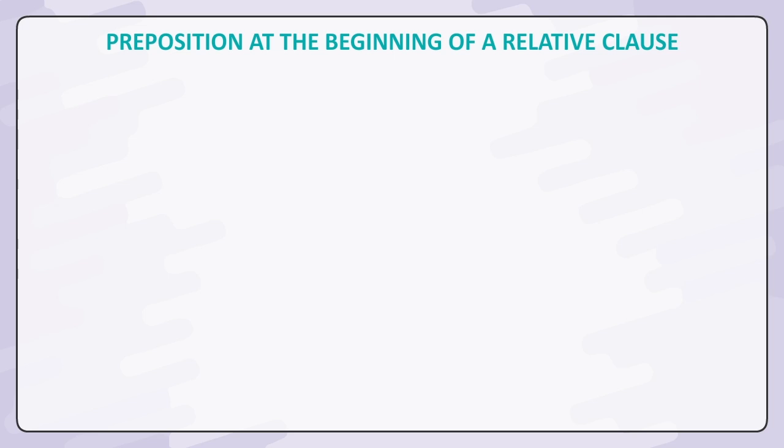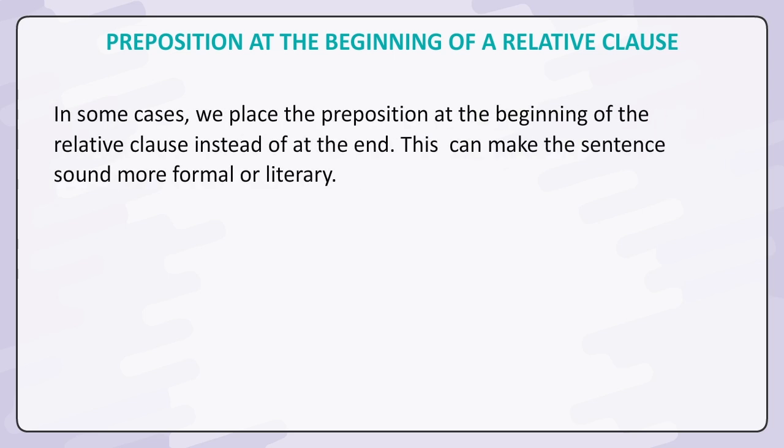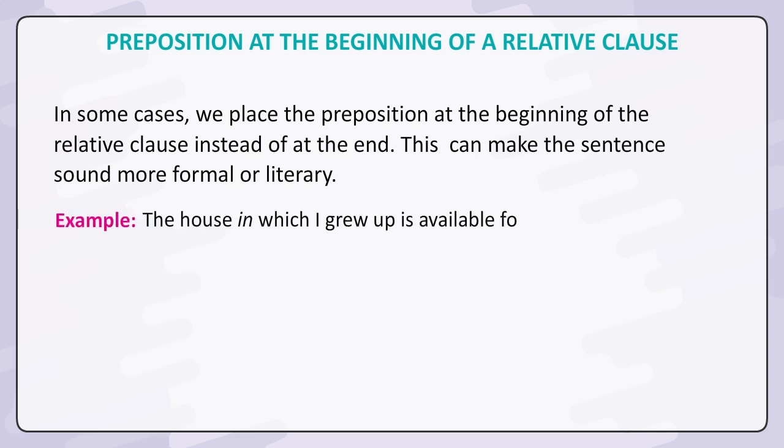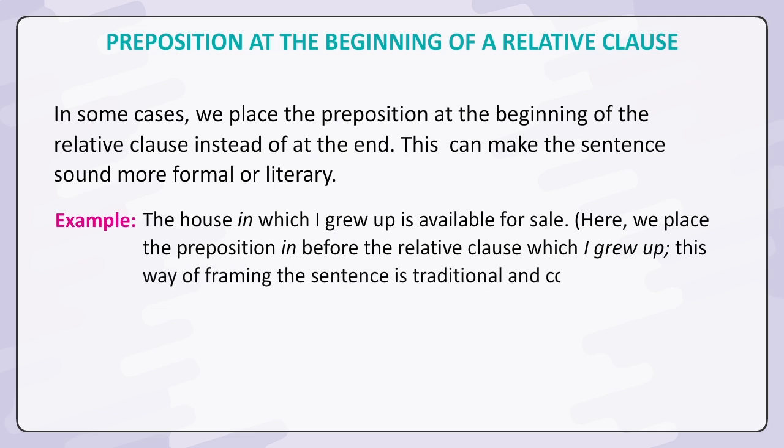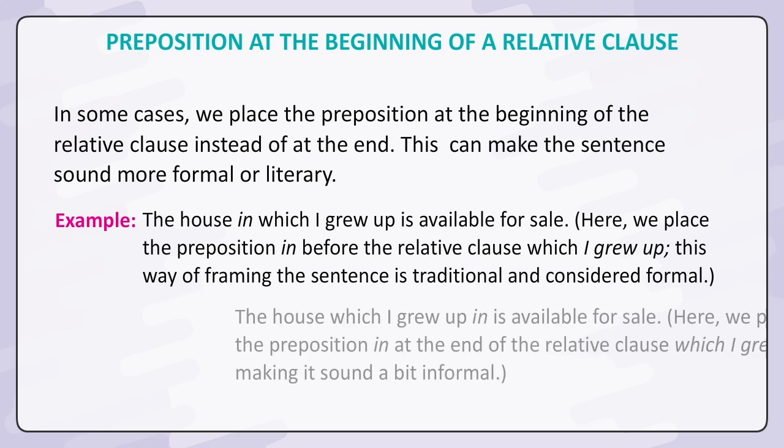Preposition at the beginning of a relative clause. In some cases, we place the preposition at the beginning of the relative clause instead of at the end. This can make the sentence sound more formal or literary. Example: The house in which I grew up is available for sale. Here, we place the preposition in before the relative clause which I grew up. This way of framing the sentence is traditional and considered formal.